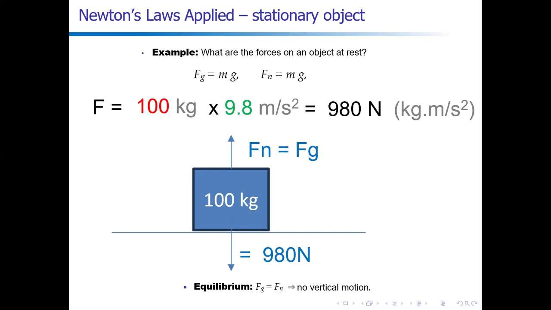As these forces are equal in magnitude but opposite in direction, they also cancel out. That's Newton's first law in action. If the object is at rest, the forces are balanced. Thus, we can say that the object is in vertical equilibrium.